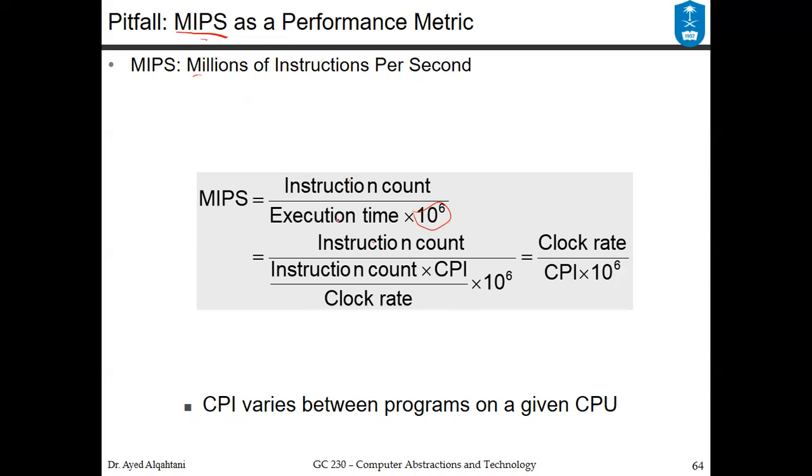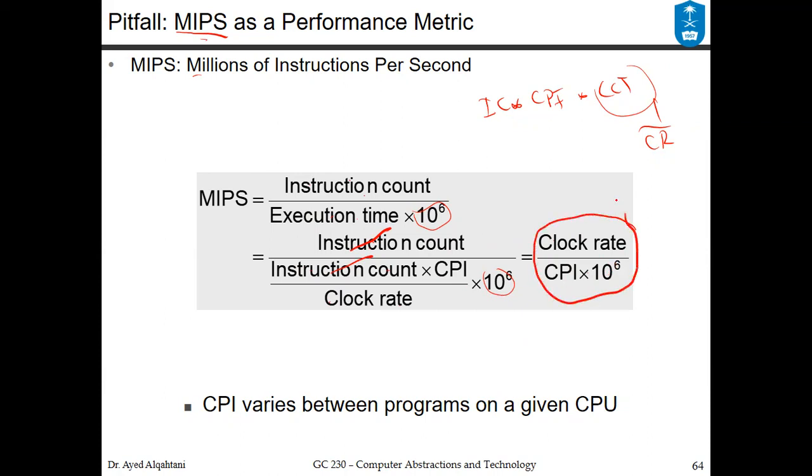Now, the instruction count is the same. The execution time, we break it into the instruction count. The execution time, we know that it is IC times CPI times CCT. The CCT, we can rewrite it as 1 over the clock rate. So the instruction count is the same. The execution time, we replace it by the instruction count times the CPI divided by the clock rate. Now you can see that we can cross the instruction count with the instruction count, and we end up with the clock rate divided by the CPI times 10 to the power 6.